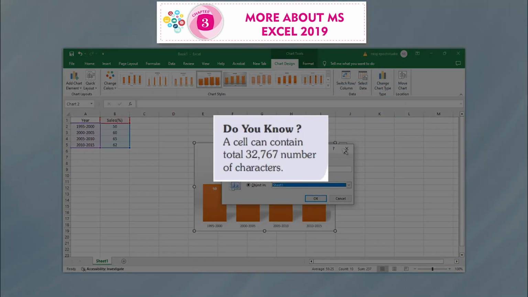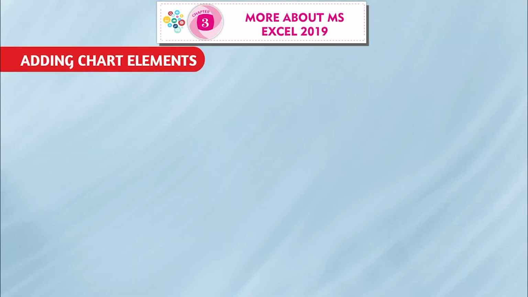Do you know, a cell can contain a total of 32,767 characters.